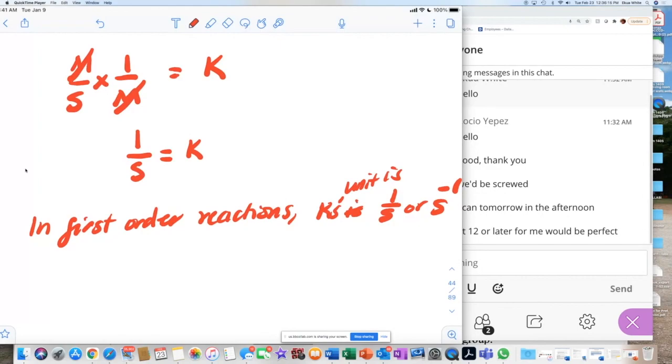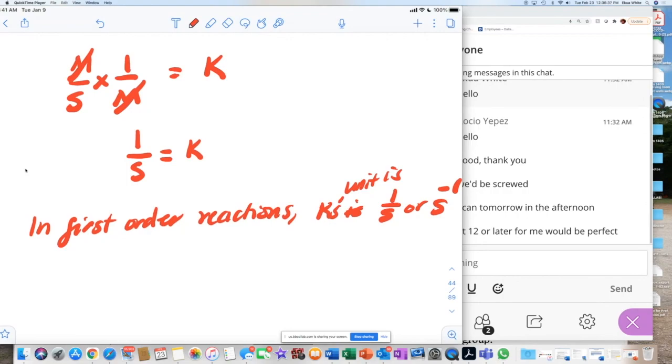Does anybody have any questions about what this means? We can use the unit of K if each person has their own orders. Can we work backwards and use the unit of K to figure out what order the reaction is? Okay, we'll bring the graph tomorrow and try to summarize this topic. If we're working problems, how do we know what order the reaction is?